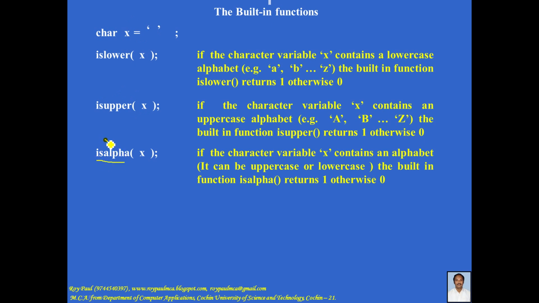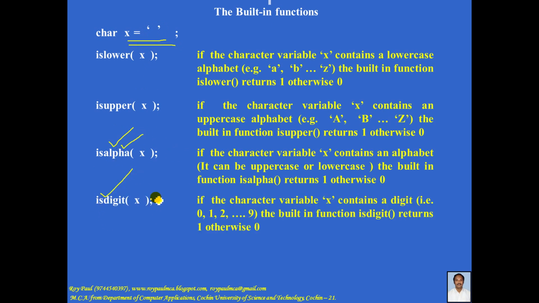isalpha. What the function does is, if this character variable contains an alphabet, the function returns 1, otherwise 0. So suppose x contains capital A, the function returns 1 because capital A is an alphabet. Suppose x contains small a, the function returns 1 because small a is an alphabet. Suppose x contains character constant 0, the function returns 0 because 0 is not an alphabet, not 0. Suppose x contains @, the function returns 0. Suppose x contains space, the function returns 0.